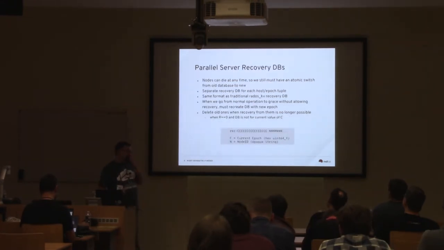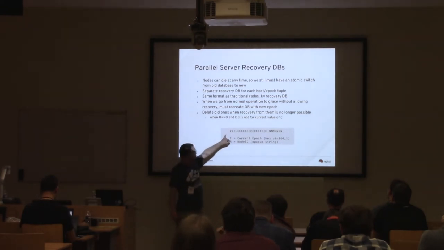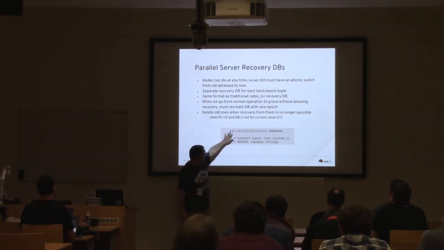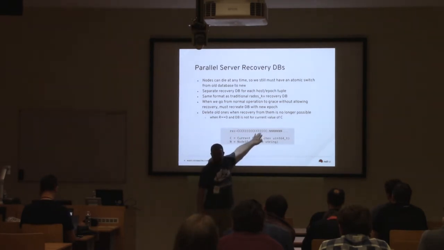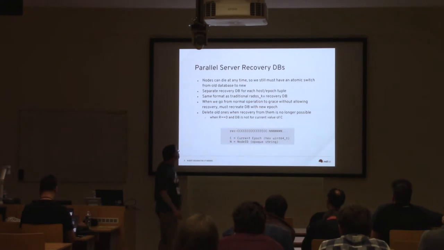So in addition, we can't just use a single set of recovery databases. We also need multiples. So we need one for each server, each node, and each node needs one for each epoch. So we store these in RADOS objects because Ganesha has had the ability to do this for a long time. And we store them with the name of REC, then a uint64_t value for the epoch, and then the node ID right after it.